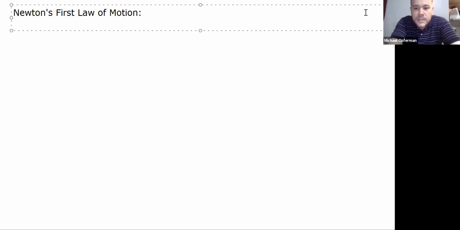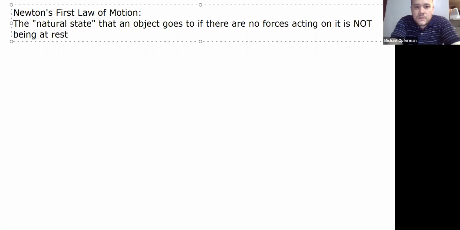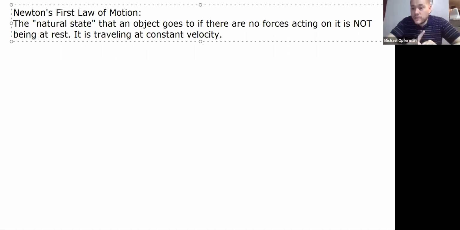Newton's first law of motion says that the natural state an object goes to if there are no forces acting on it is not being at rest. It is traveling at constant velocity. So in other words, when I stop pushing on the ball, it doesn't stop. It keeps moving at exactly the same velocity it had when I stopped pushing.